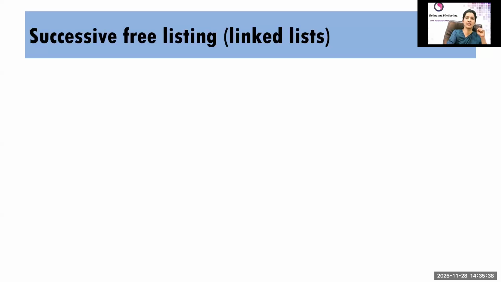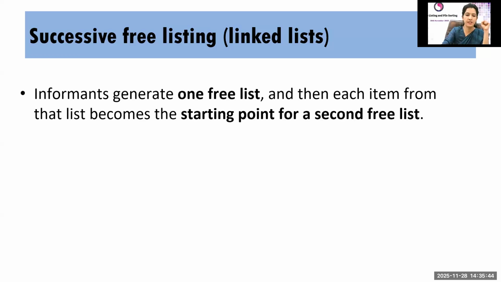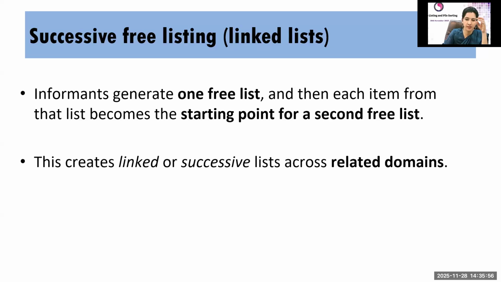Then there is another type, which is successive free listing. What is successive free listing? In successive free listing, the informant generates one free list, and then from each item of that free list, he generates another, second free list. This creates a kind of causal association between related domains.